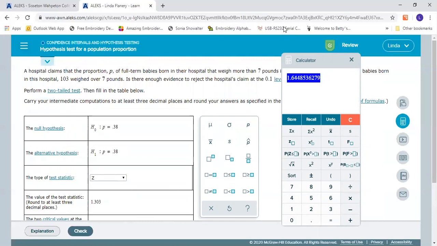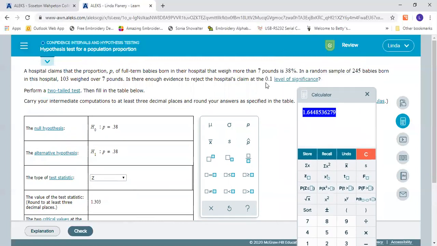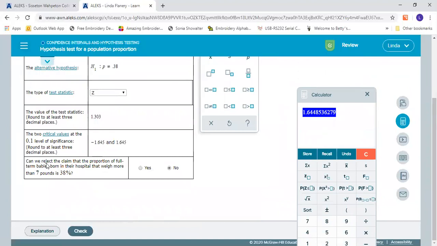Again, if I look at my p-value, my p-value is 0.192. Since 0.192 is greater than 0.1, we would have to accept the null hypothesis. If my p-value is greater than my alpha value, which in this case it is, you accept the null. The null says that it is equal. The equal is the claim. Is it equal to 38%? So when it asks, can we reject the claim? No, we can't.